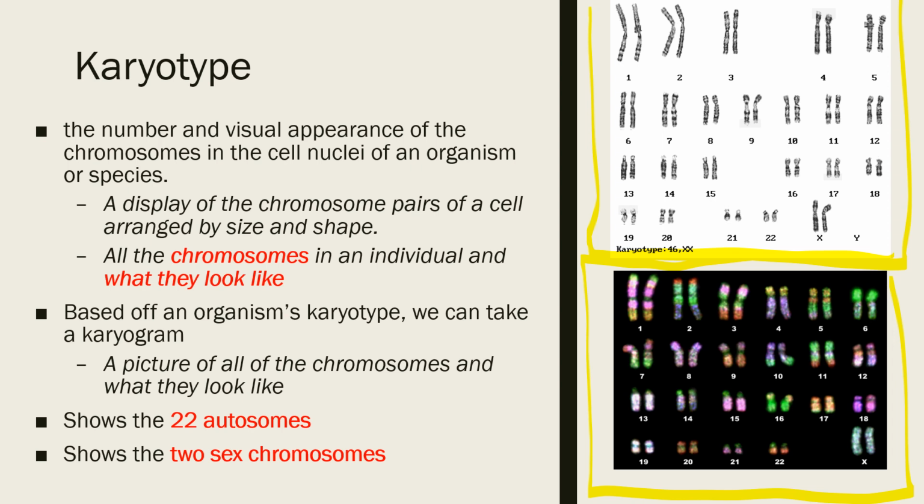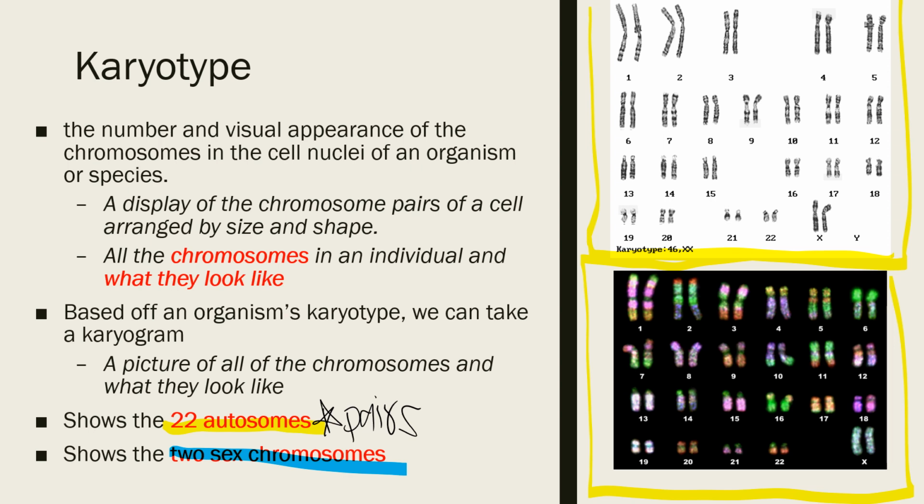Now we can learn a lot about an individual organism based off of their karyotype. We know that this karyotype in the top right is human because it shows us 22 autosomes and 2 sex chromosomes. Something important to note about autosomes: autosomes come in pairs. So when we're talking about our 22 autosomes, we're talking about the 22 pairs of regular chromosomes, chromosomes that hold genes but don't determine anything major like gender, right? Our two sex chromosomes determine if we are male or female.